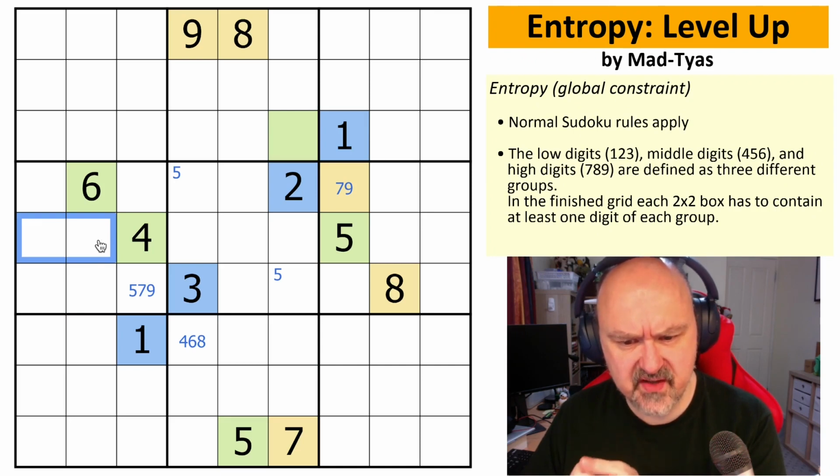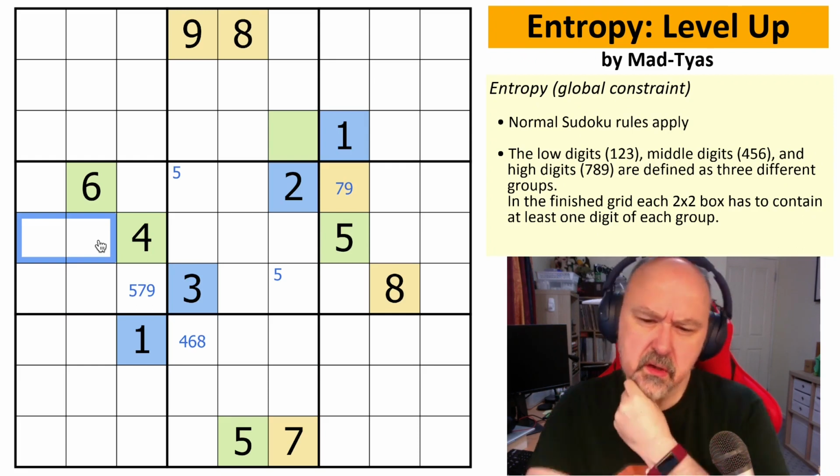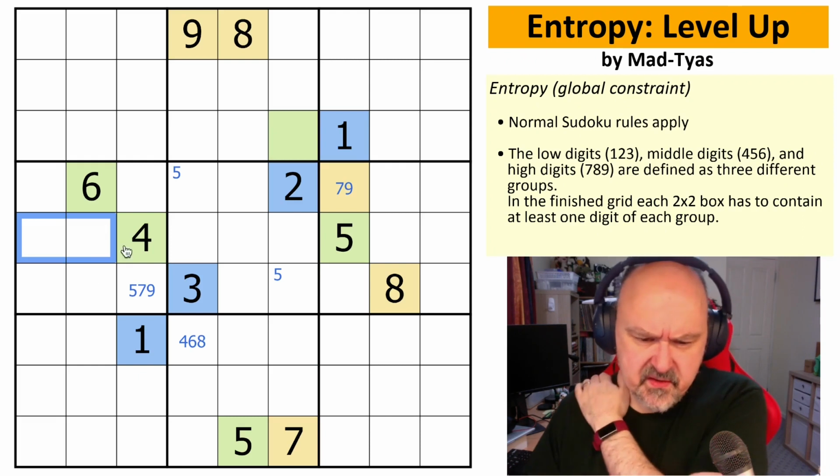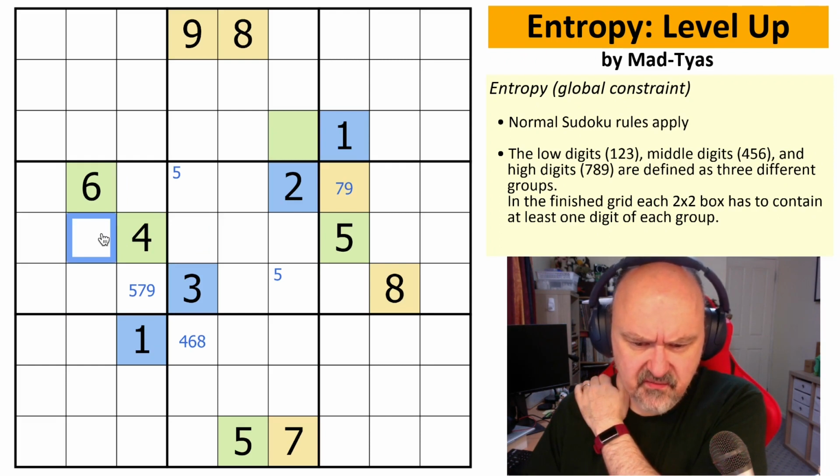Because these see 4, 5, and 6. But they can be any of the yellows and blues. So one of these two is yellow, but I've got to put a yellow and a blue in here, but I've already looked at that. That's fine.